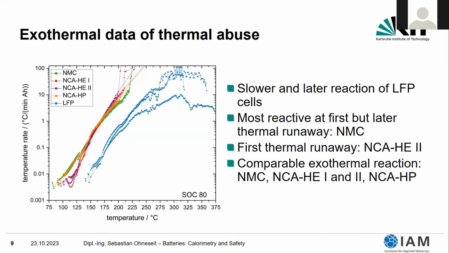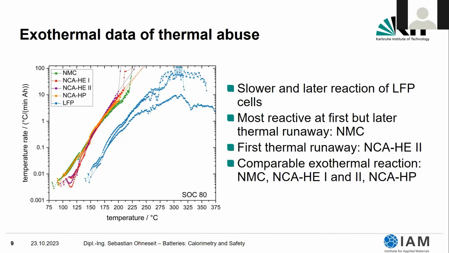This is the same representation with the same cathode chemistries, but now with a new test series where all cells were charged to a state of charge of 80%. And once again, you can see a slower and a later reaction of the LFP cells. Especially, you can start to see that the LFP cells do not reach certain temperature rates anymore in all of the tests. Most reactive at first, but later thermal runaway is once again the NMC cell.